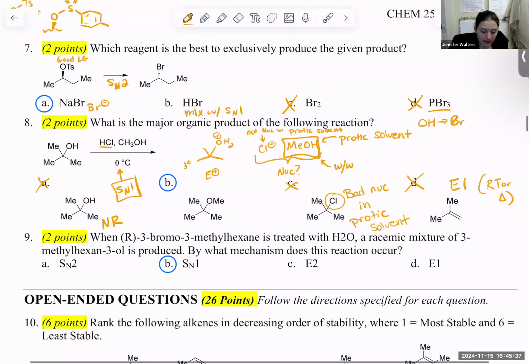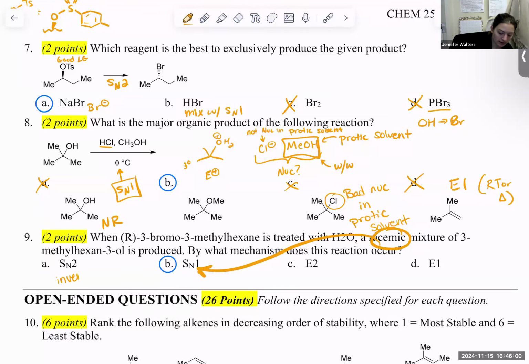Number 9 also came directly from the quiz. When R-3-bromo-3-methylhexane is treated with water, a racemic mixture of that alcohol is produced. By what mechanism does this occur? Racemic: SN1. Seeing that racemic word immediately tells us it had to be SN1. SN2 would have been inversion of stereochemistry.